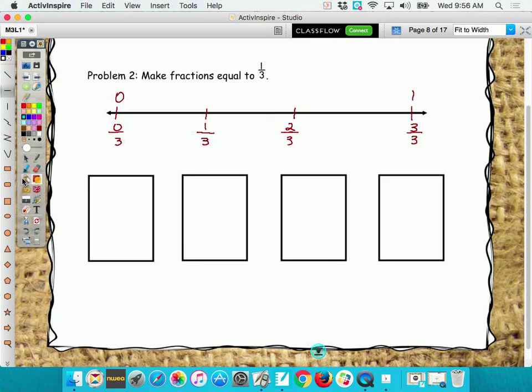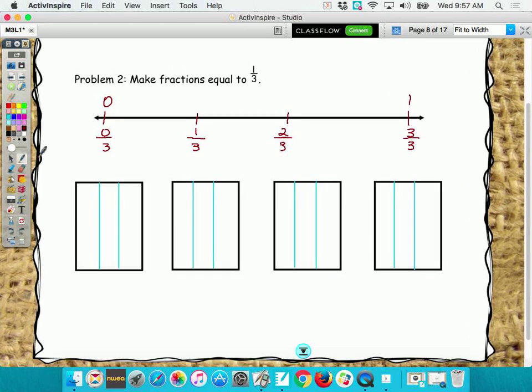So on your shapes, how many equal parts do we need? 3. Because our denominator is 3 this time. How many will I shade? You have to look at your numerator. So shade 1.